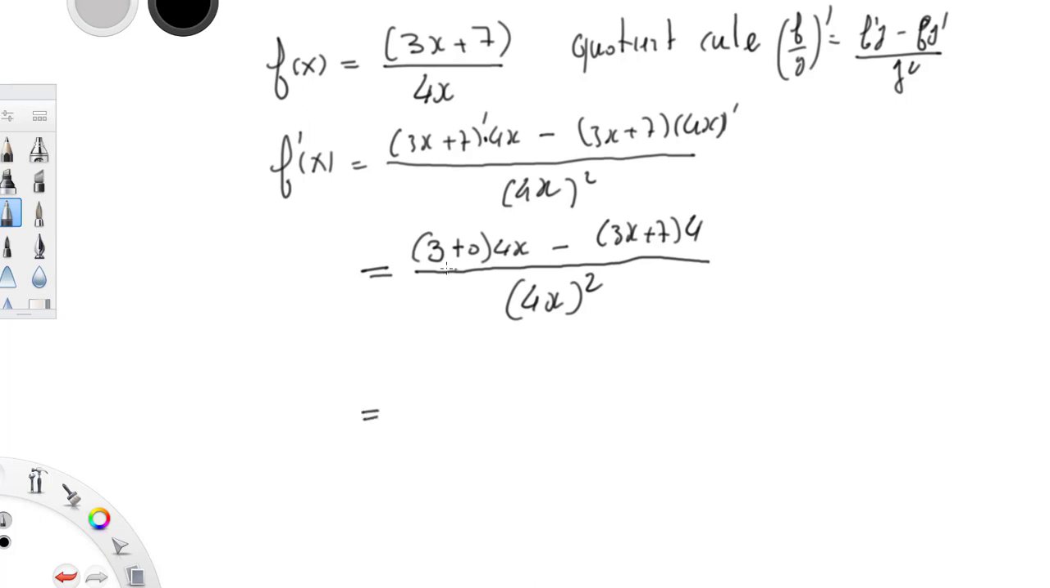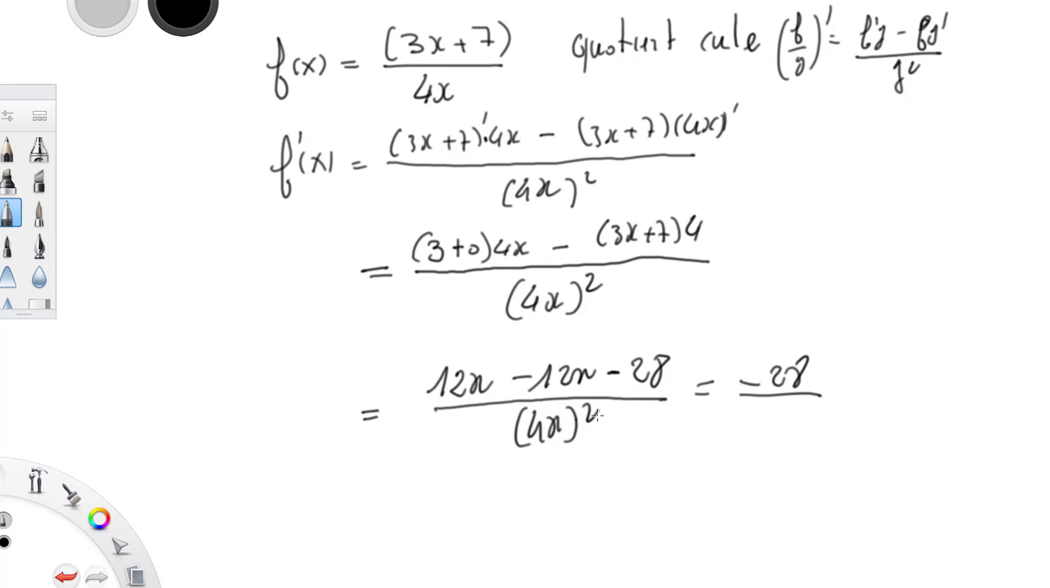Now you do 3 times 4x, which is 12x, and here you can expand the brackets. You do 4 times, like you can bring the 4 here, you have negative 4 times 3, which is negative 12x, and negative 4 times positive 7 will be negative 28 over 4x squared. And 12x minus 12x is 0. At the end you find negative 28 over, but you got 4x squared, the 4 squared will be 16, and the x squared will be x squared, right?